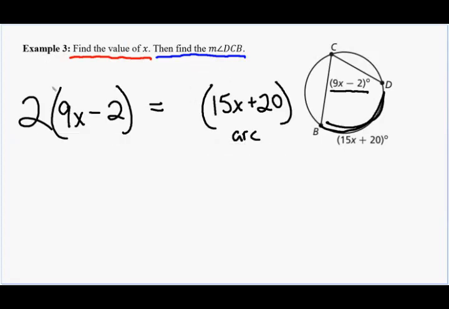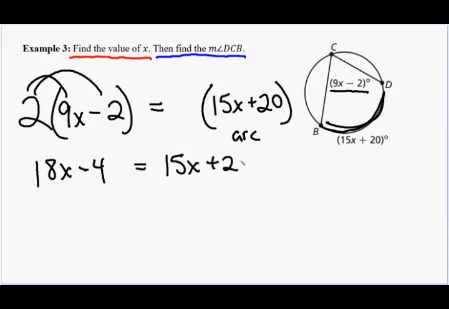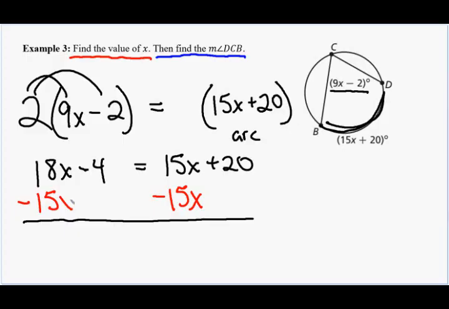So let's solve. Distribute the 2. 18x minus 4 is equal to 15x plus 20. We want to solve and get x alone. So what I would do is subtract 15x from each side, and at the same time we can add 4 to each side.